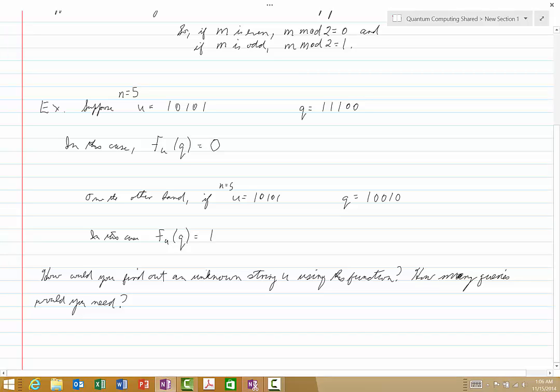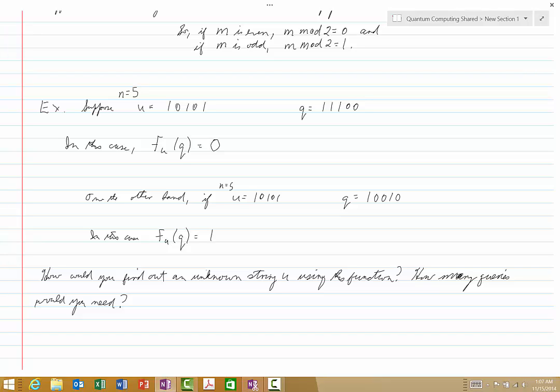So I strongly encourage you to stop the video for a moment and think about that and try to find what you would consider to be the most efficient algorithm that you can find to find u with certainty. And then when you think you have it, turn the video back on and compare.